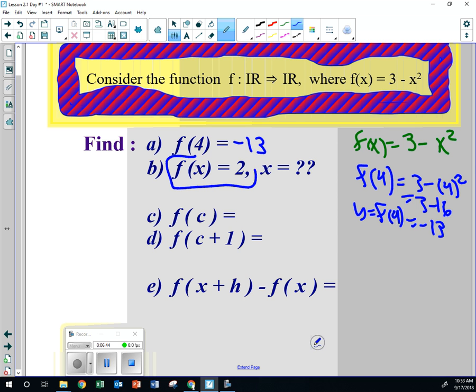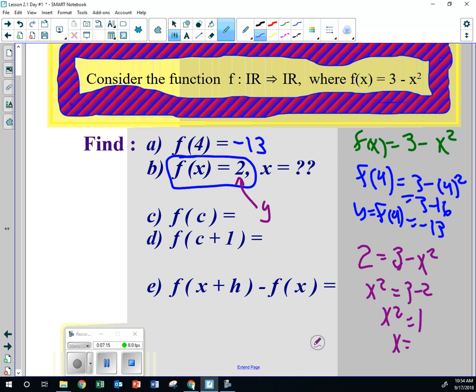Now this question's interesting. We already know y. There's my y. We're trying to find x. So what you would do with this is you would say y equals 3 minus x squared. Now what are you going to do? Yeah, solve for x. You got it. So x squared will be equal to 3 minus 2. X squared will be equal to 1. X will be equal to positive 1 or negative 1.